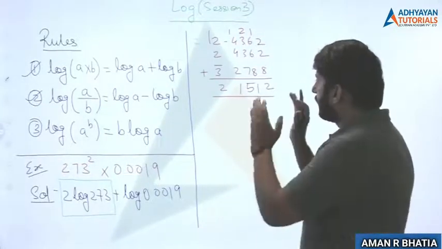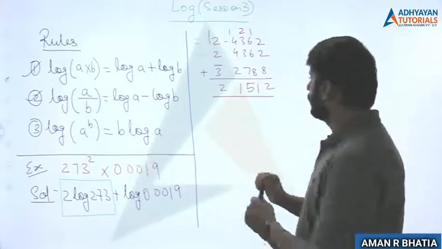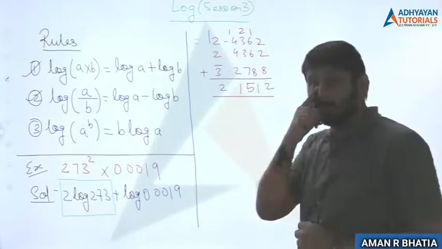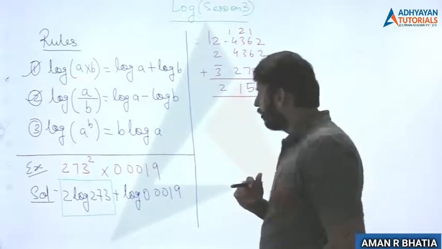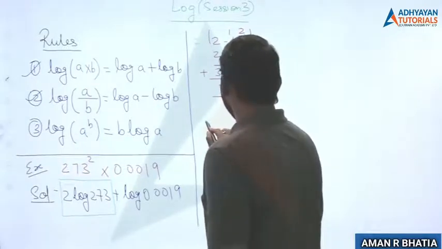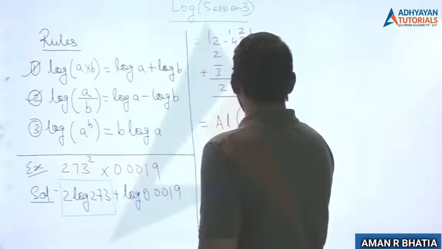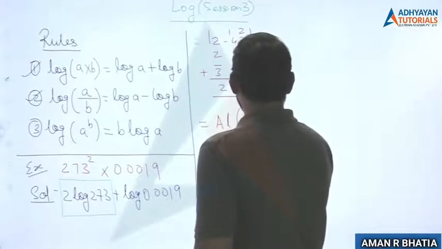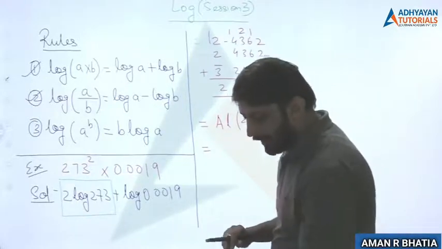Now this is the log value of the answer. So I have to reconvert it back to the number to get the right answer. So what I'll do, I will take the antilog. Like last time we did a lot of problems. So now this is equal to antilog of 2.1512.